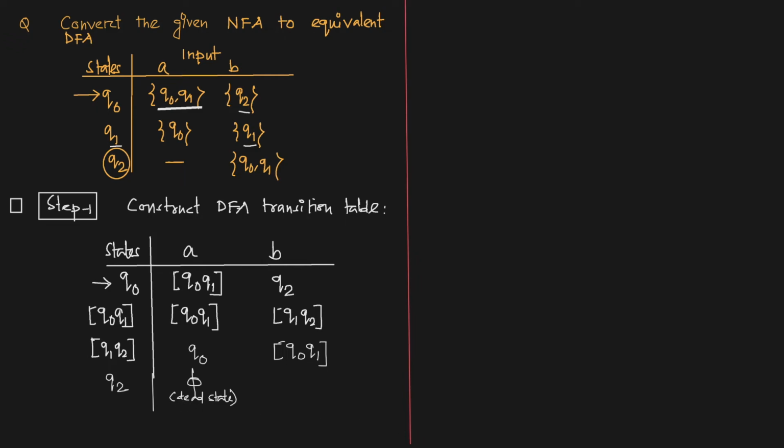Now Q2 on B goes to Q0 Q1, which is a multiple state, so we will convert it into a single state. Q0 Q1 is a single state now. Phi on A is phi, and phi on B is phi. So this is the DFA transition table.